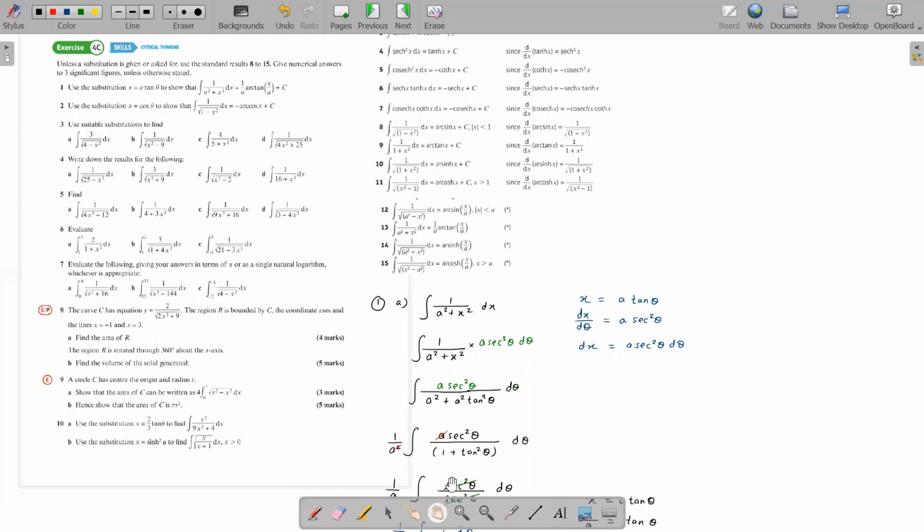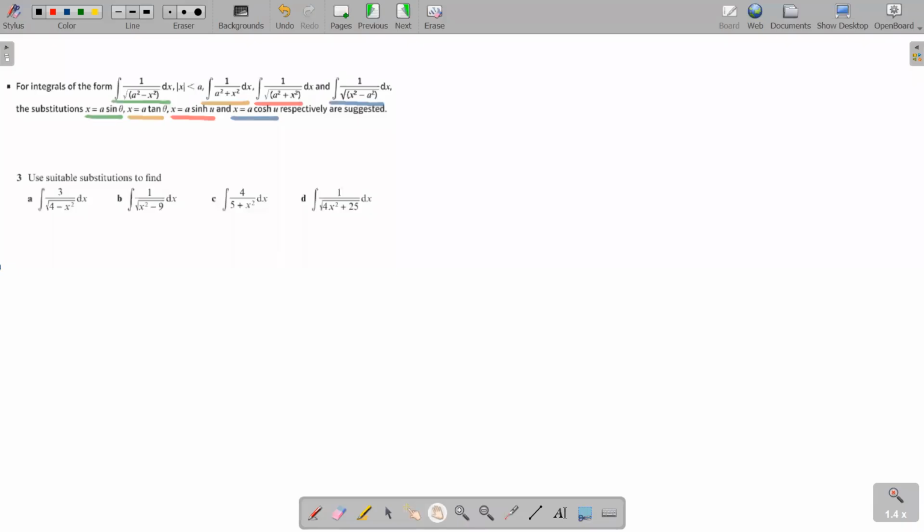Then let's try another one, where we use suitable substitutions, like in question number 3. Question number 3: use suitable substitutions to find the integration of 3 over root 4 minus x square. They say to find the integration using a suitable substitution. Are we directly allowed to integrate here? No. So then, let's go.